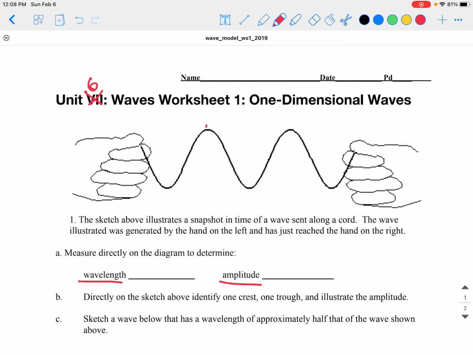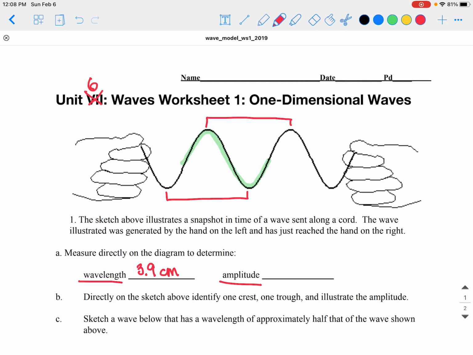It can be measured crest to crest, it can be measured trough to trough, or you can measure from the center or equilibrium up, down, and back to equilibrium. So however you decide to measure it is up to you. You should get this exact same value no matter what method you choose. So based on my ruler and my calculations, I got a measure of 3.9 centimeters. You might get something slightly different based on how you estimated it, but it should be around 3.9.